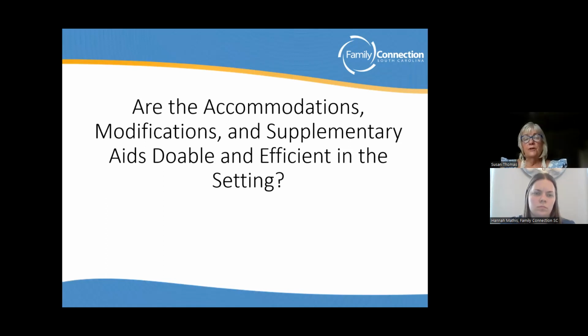We want to make sure that the accommodations, modifications, and supplementary aids are doable and efficient in the setting. Sometimes if a child needs so much that it's almost too much to do, we may need to think about a different way. Or is this a time when we want to remove this child for some specialized instruction? Remember, the key word here is still progress. Is the student making progress?